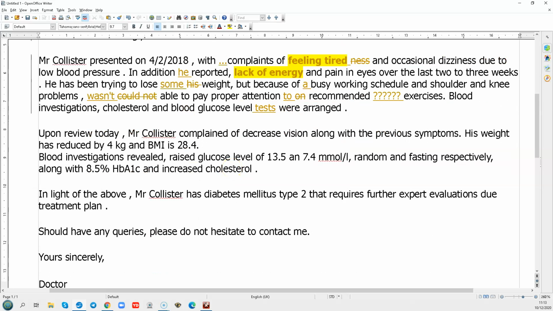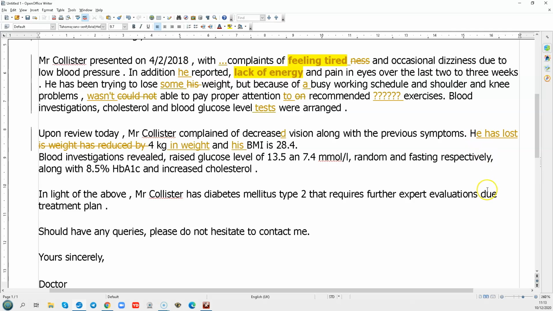Upon review today, Mr. Covester complained of decreased vision. Along with the previous symptoms, his weight has reduced. Well, it's not reduced itself. He has lost 4 kilograms, so his weight cannot reduce itself. So he has lost, in other words, he has lost kilograms in weight, and his BMI, in grammatically complete sentences, is 28.4.